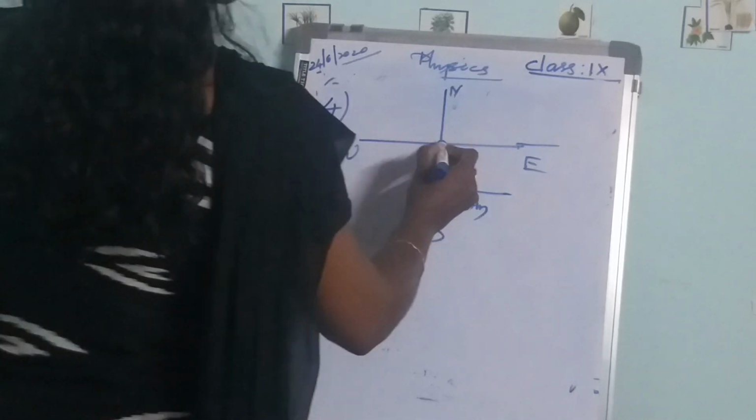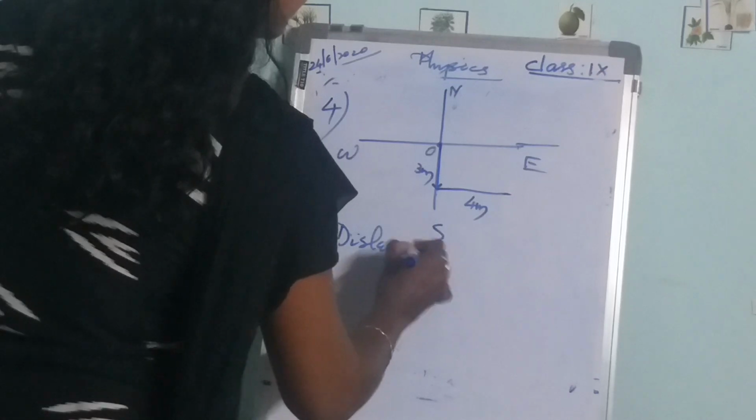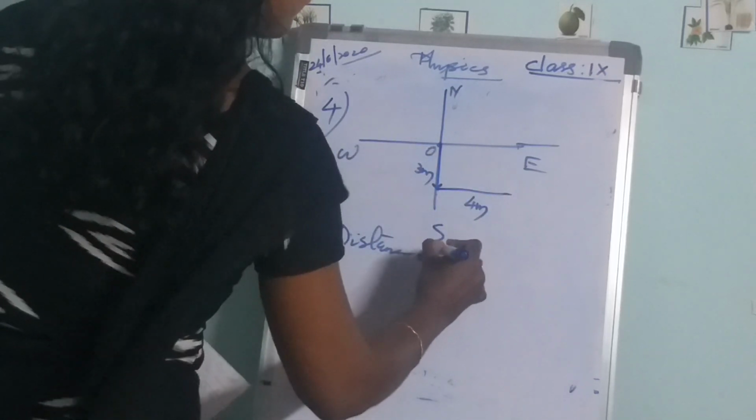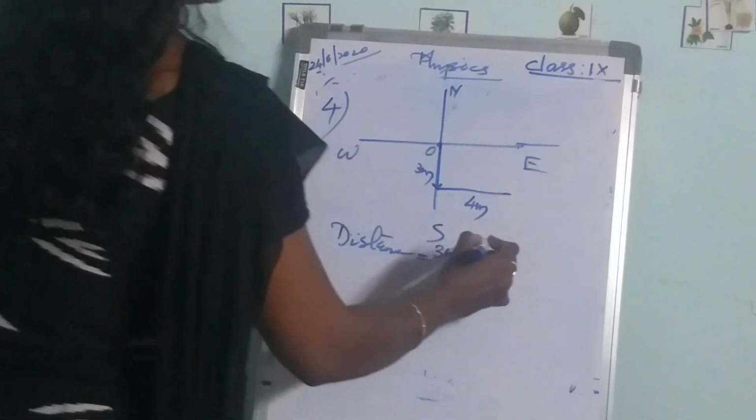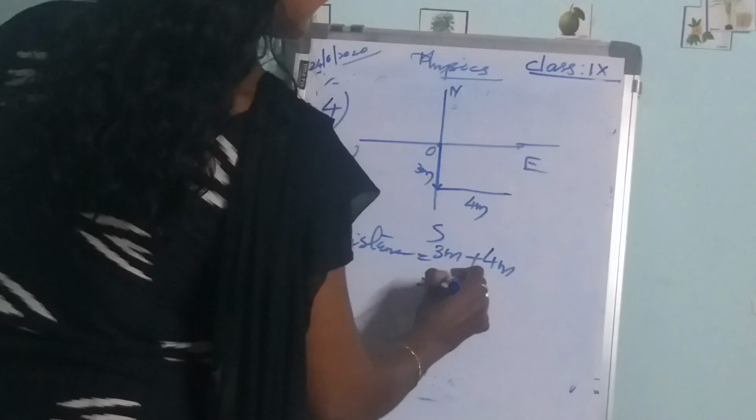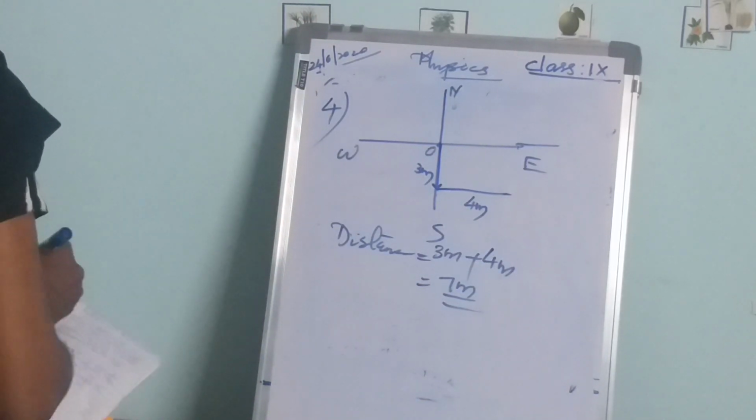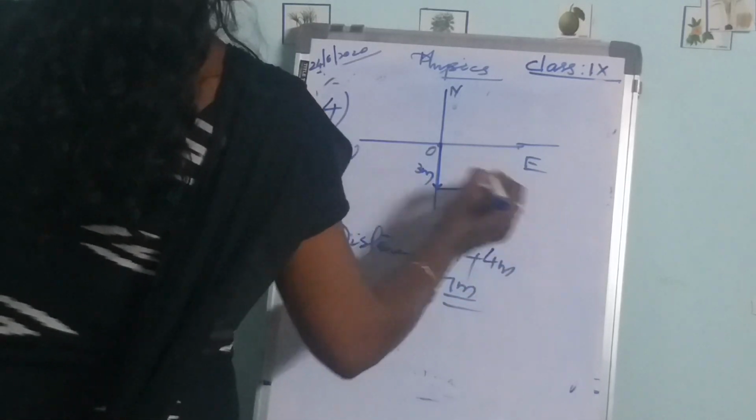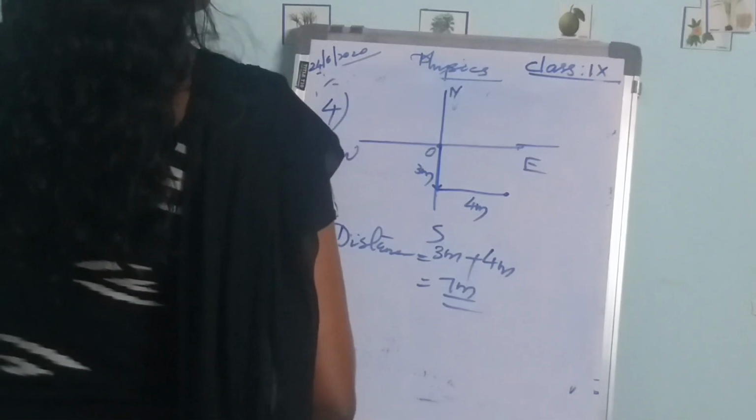Then what is the total distance? What is the total distance travelled by the boy? 3 meters towards south, plus 4 meters towards east. So the distance is 7 meters. The distance travelled by the boy is equal to 7 meters. Next we have to find the displacement of the boy.